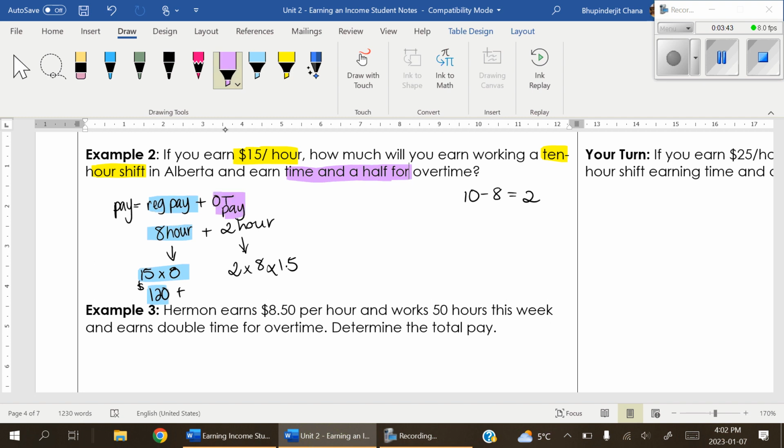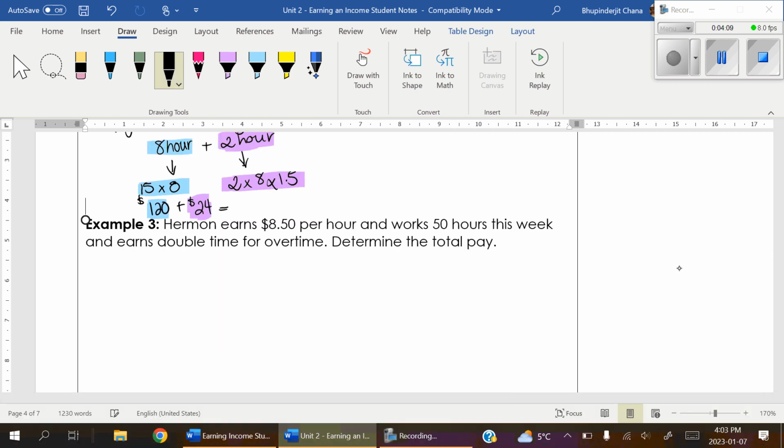So here's my overtime pay, 2 hours. I multiply it by my regular rate, and then I multiply it by time and a half. So this is now going to equal 2 times 15 multiplied by 1.5. That's going to give me $45. So the last thing we need to do is add these two numbers up together to give us the total pay, which is going to be $165.00.